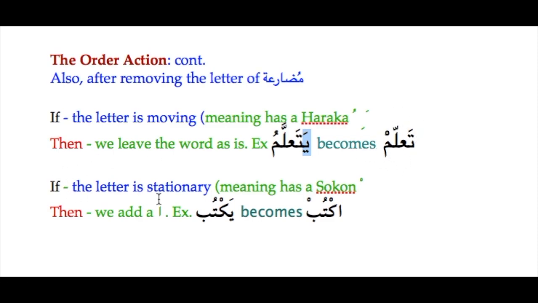Now, if the letter is stationary, meaning it has a sukoon instead of a haraka, like yaktub here, you can see it, after removing the ya, we'll end up with a sakin letter, a stationary letter, has a sukoon on top. Then in this case, we add a hamza, or we add an alif here, uktub.